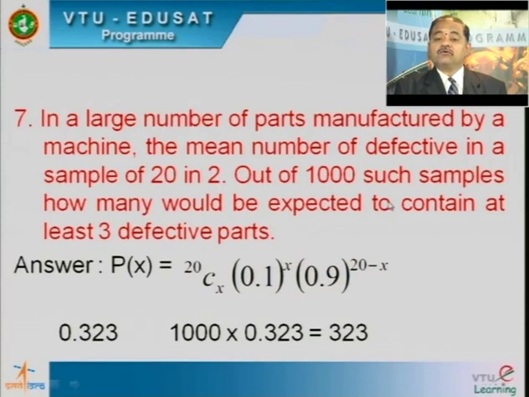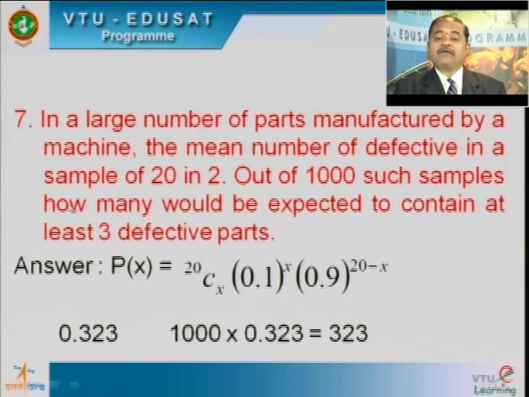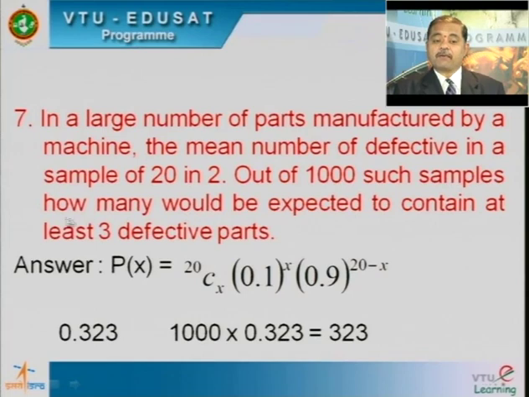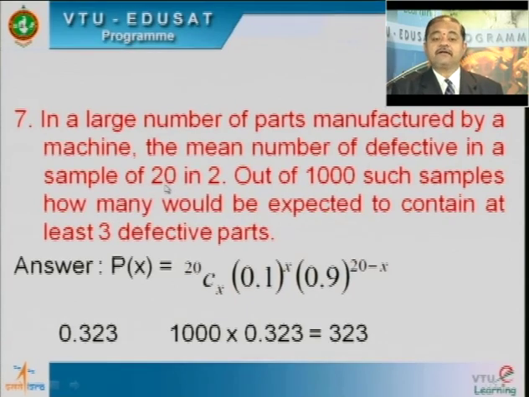So, out of 1000 samples, how many would be expected? They are not asking probability. The question is how many would be expected to contain at least 3 defective parts. So, first, n value is 20. Be careful, the mean is to be calculated, that means p should be calculated.